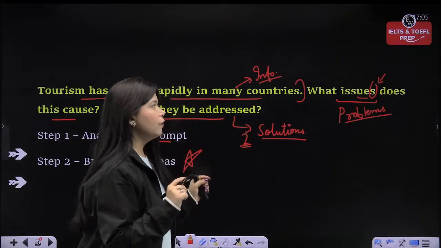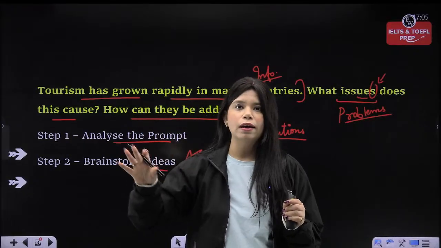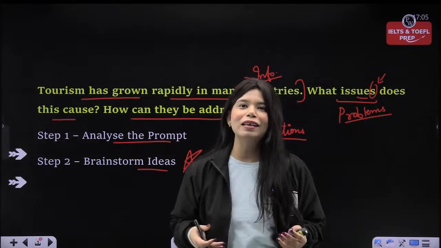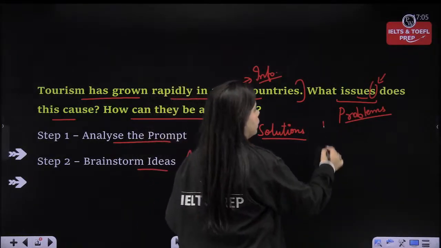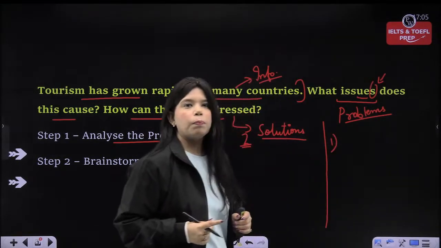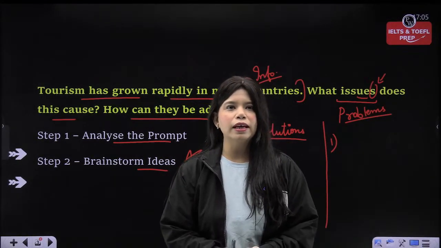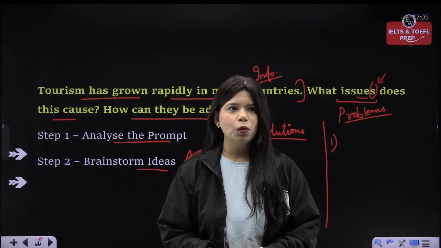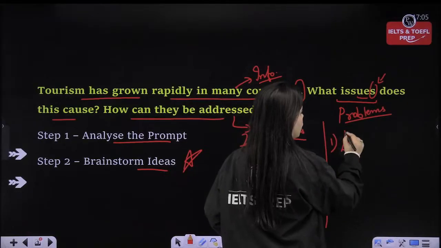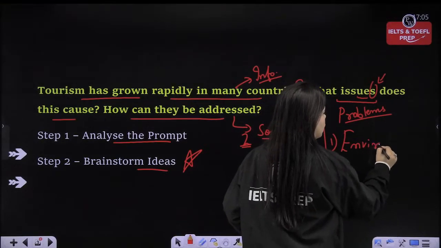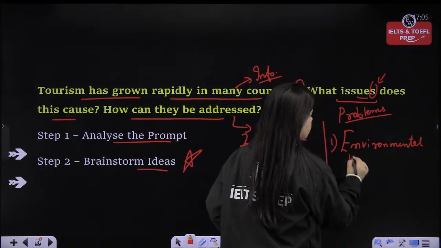Now, in the first 5 minutes, you need to generate your ideas so that you can write your essay peacefully without screwing up your mind. So let's quickly do that. Let's quickly brainstorm problems. Why don't you guys tell me, because of a rise in tourism, what problems are created as a result? Problem number one can be environmental degradation.